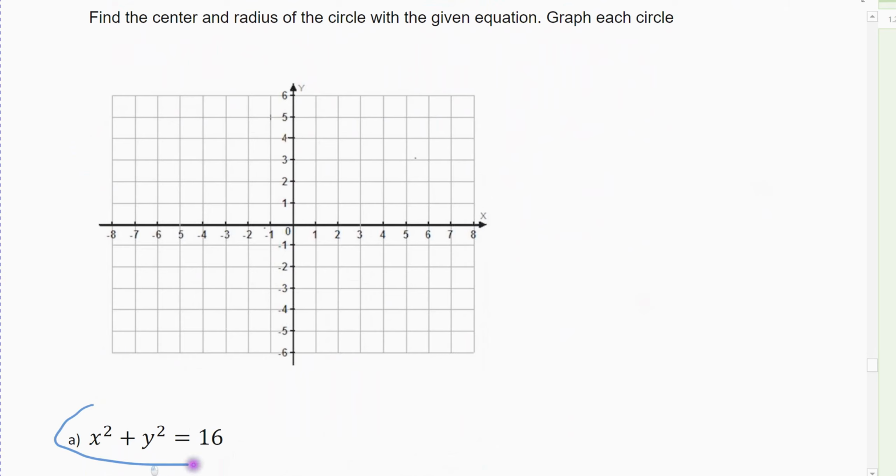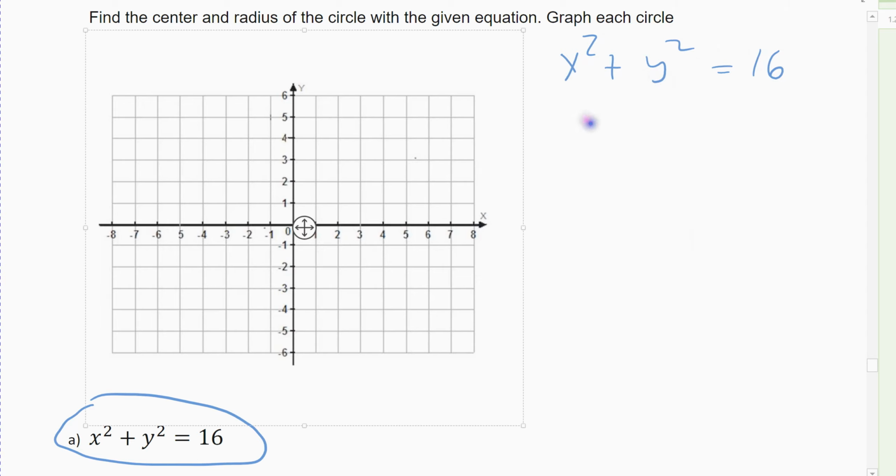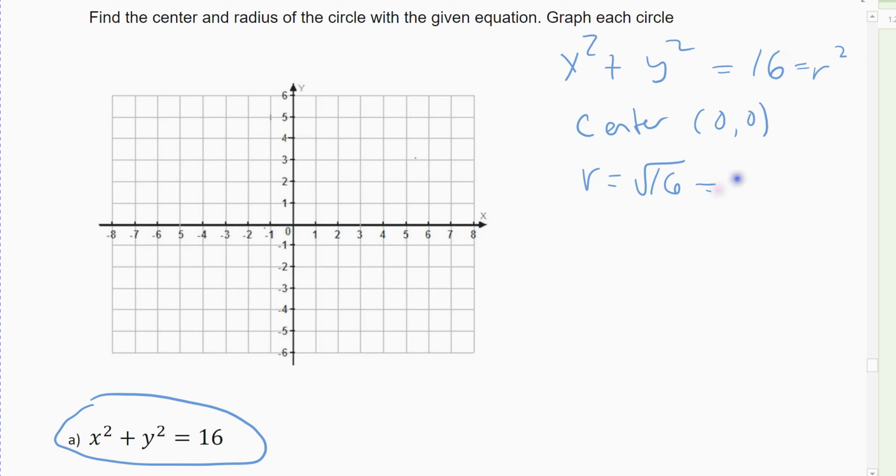The equation landed below my graph for some reason, so I'm going to write up here: x squared plus y squared equals 16. This is the easy case, when my center is at the origin, at 0. My radius is the square root of this number, because this was the r squared. When I want to find the radius, I have to take the square root of that value, and the square root of 16 is 4. So my radius is 4 units.